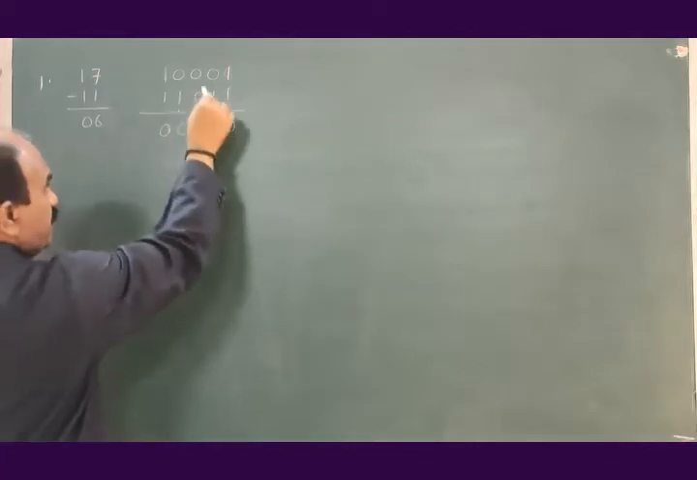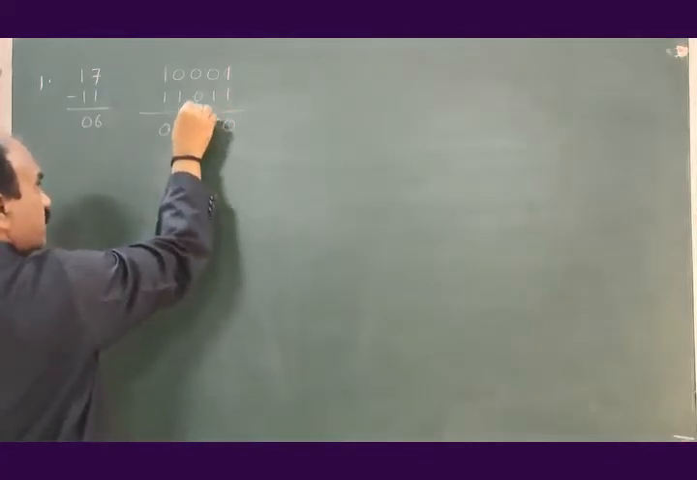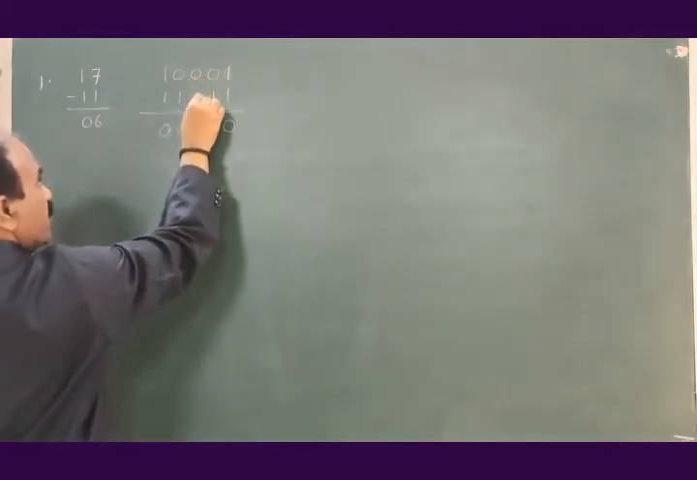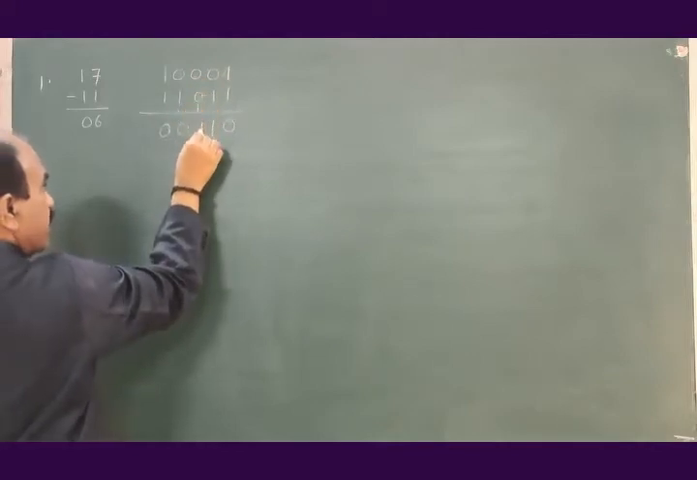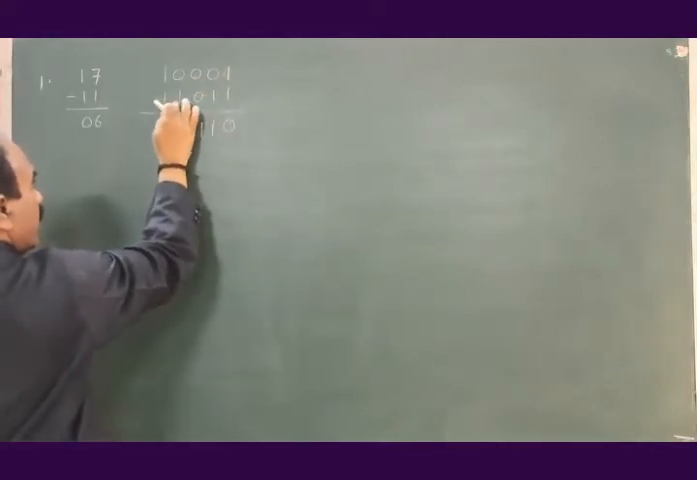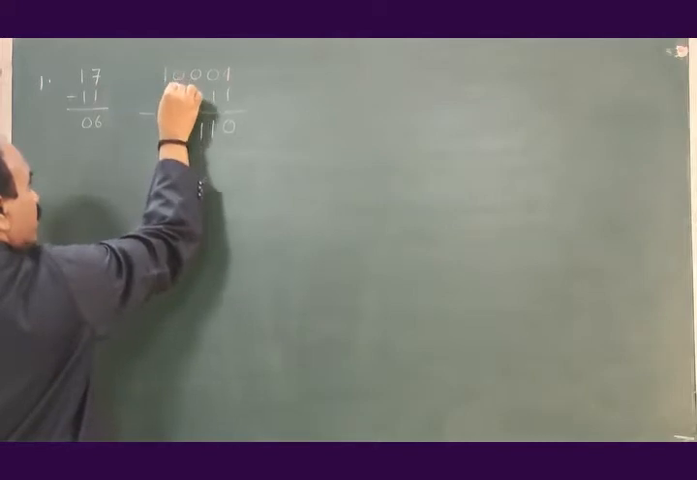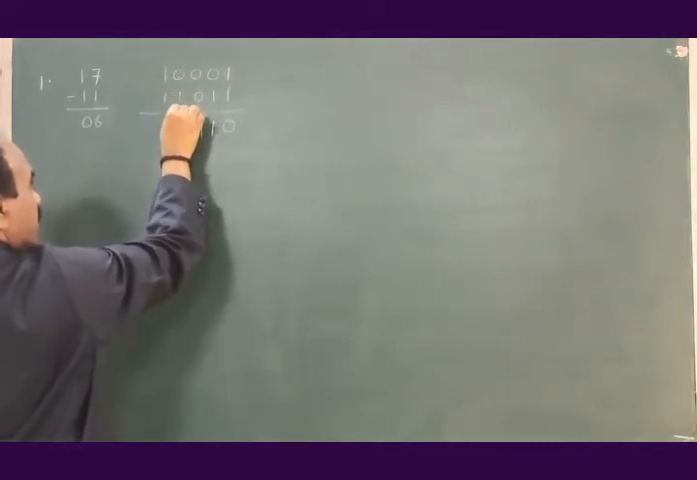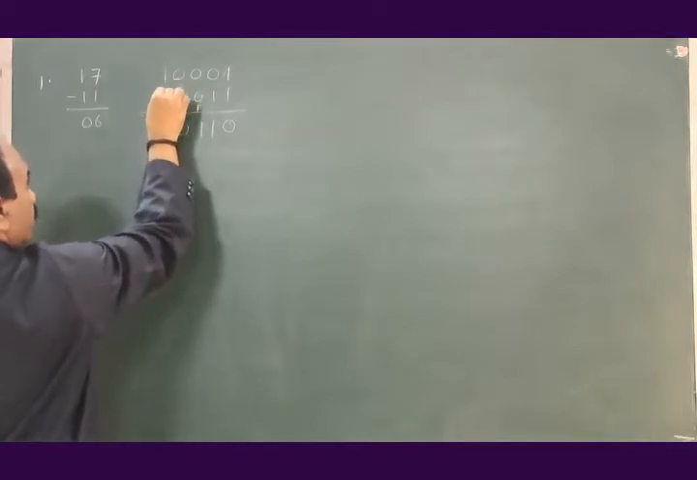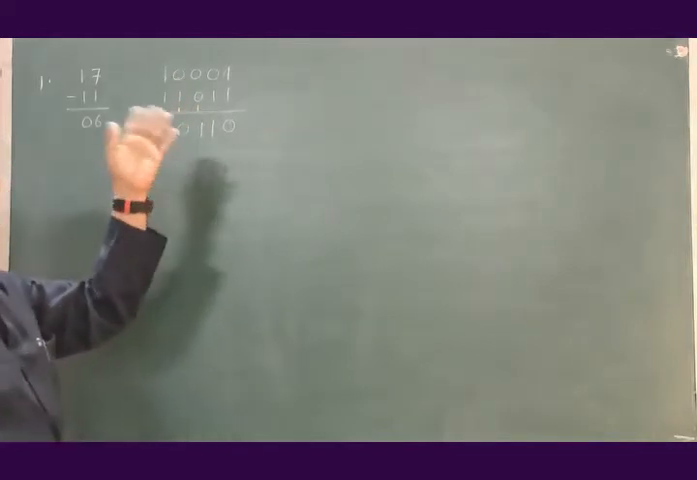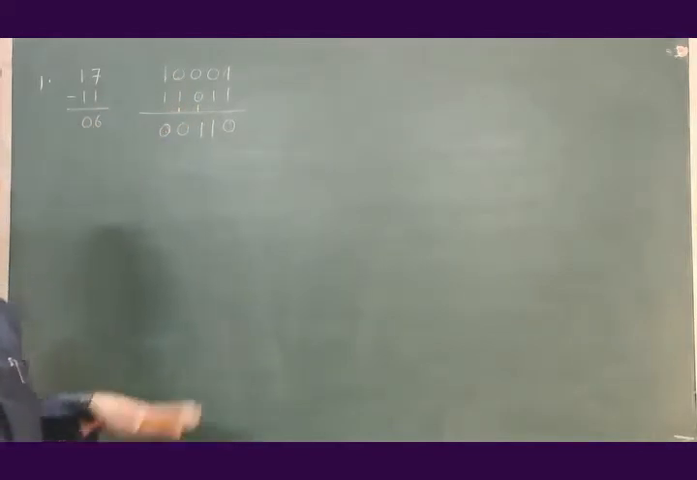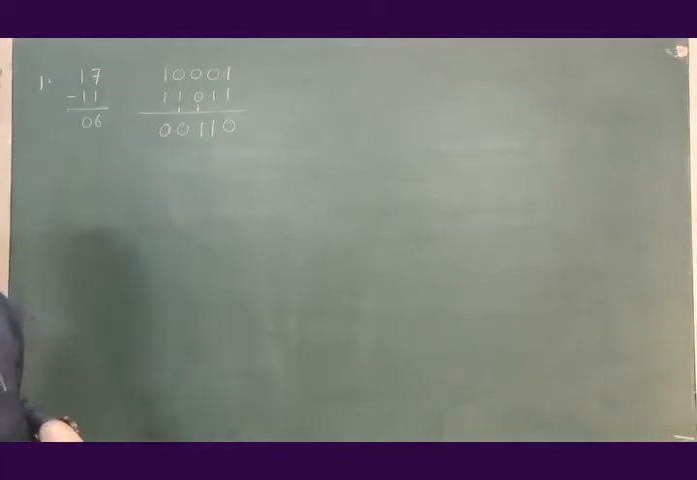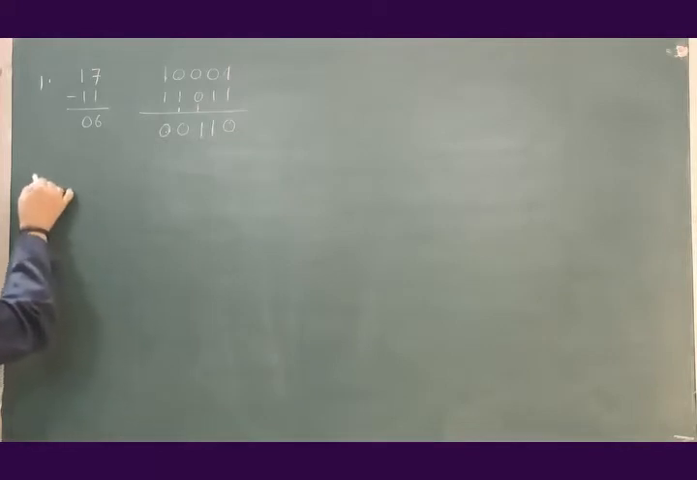1 minus 1, 0. 0 minus 1, subtraction 1, borrow 1. 0 minus 0, 0. 0 minus 1, subtraction 1, borrow 1. 0 minus 1, borrow 1, subtraction 1. 1 minus 1, 0. 1 minus 1, 0. And so the answer is 6. We got the answer 6. Let us go to another example.